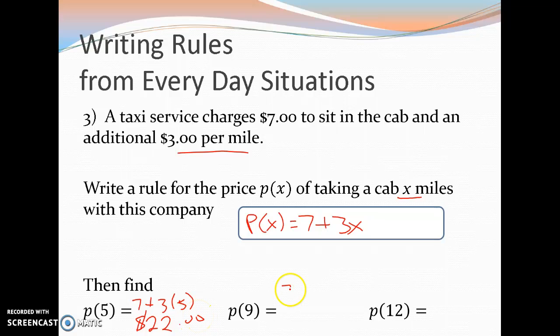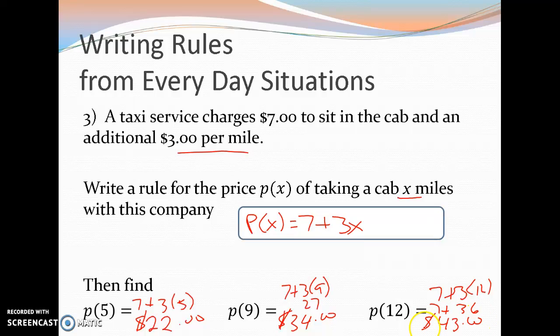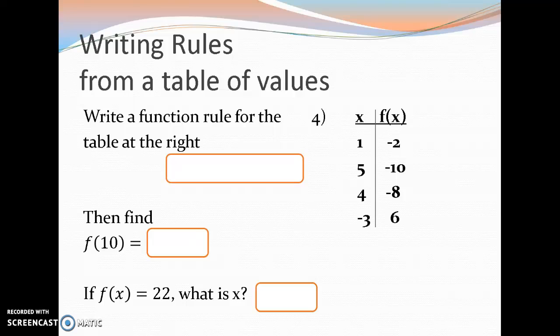If you go 9 miles, it's going to be 7 plus 3 times 9. 3 times 9 is 27. So 7 plus 27 is $34 would be your output. And let's say you go 12 miles, then it's going to be 7 plus 3 times 12, and 3 times 12 is 36. So when you add 7 plus 36, you get $43. And so that's a function that describes that situation where x is the miles that we go and y is the price of the cab ride.